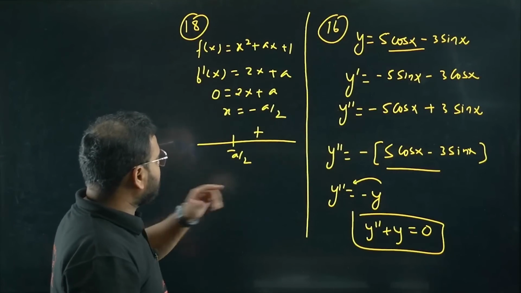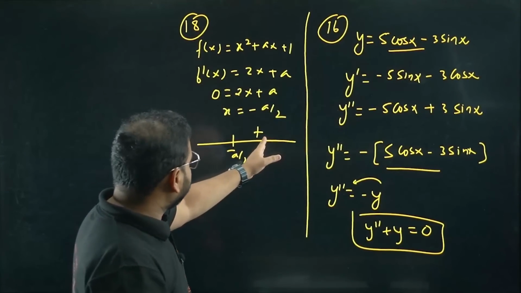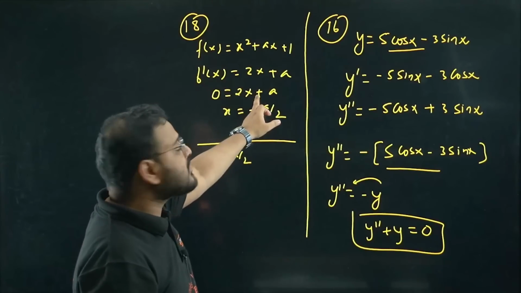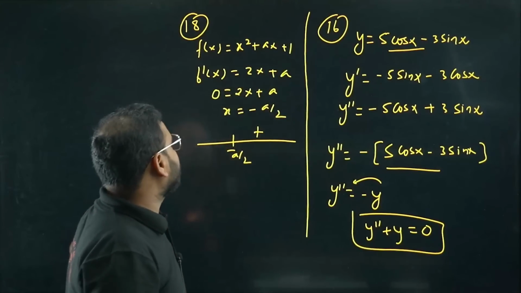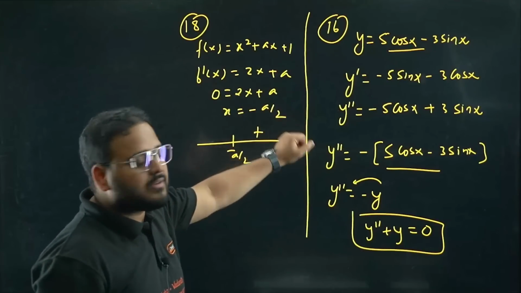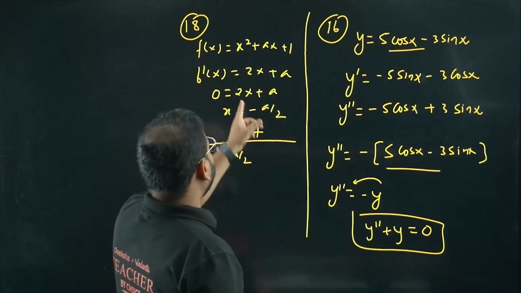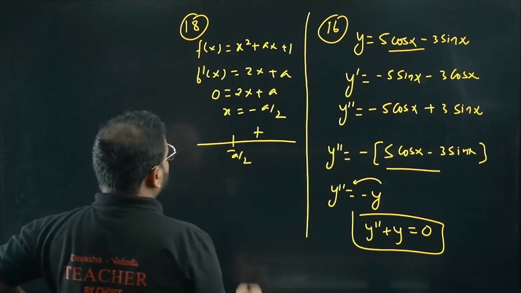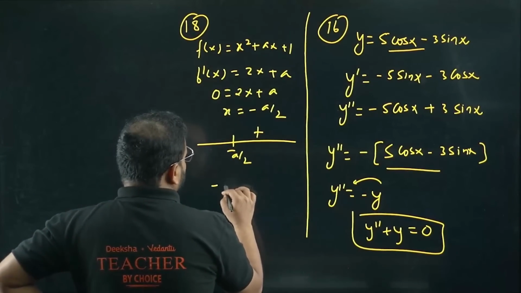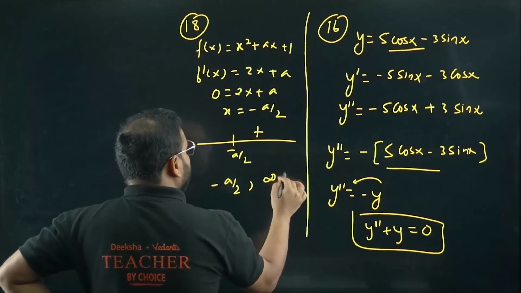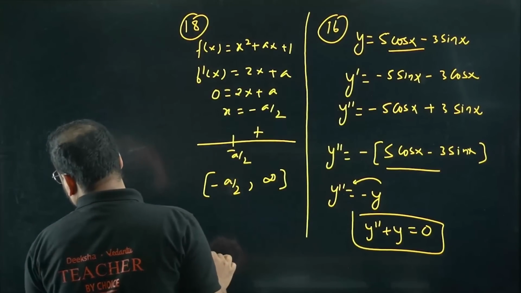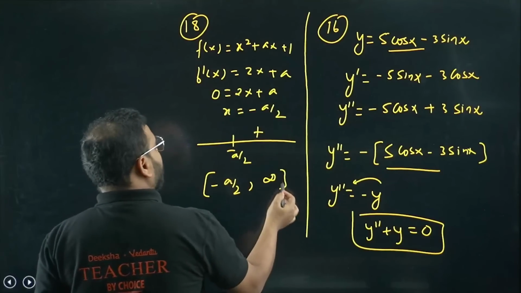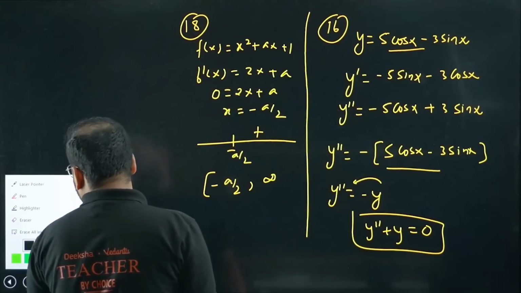If you put here this value, let's say I put simply a, okay? If I put 0 over here, it will become positive, right? If a is a positive number, it will become positive. If I put anything after this, it will become positive only. You're looking for increasing value, so it will be minus a by 2 to infinity. Excuse me, I've made a very big mistake. This has to be open, sir.